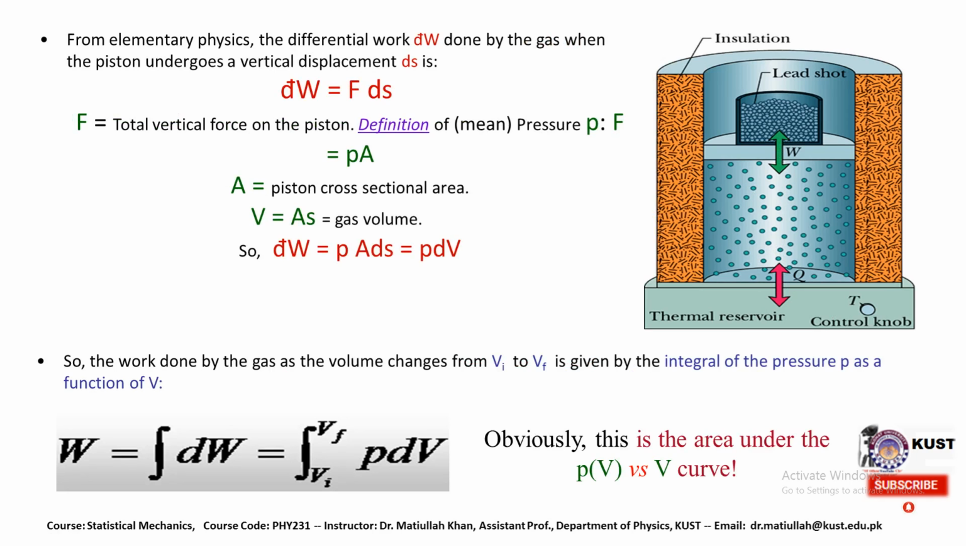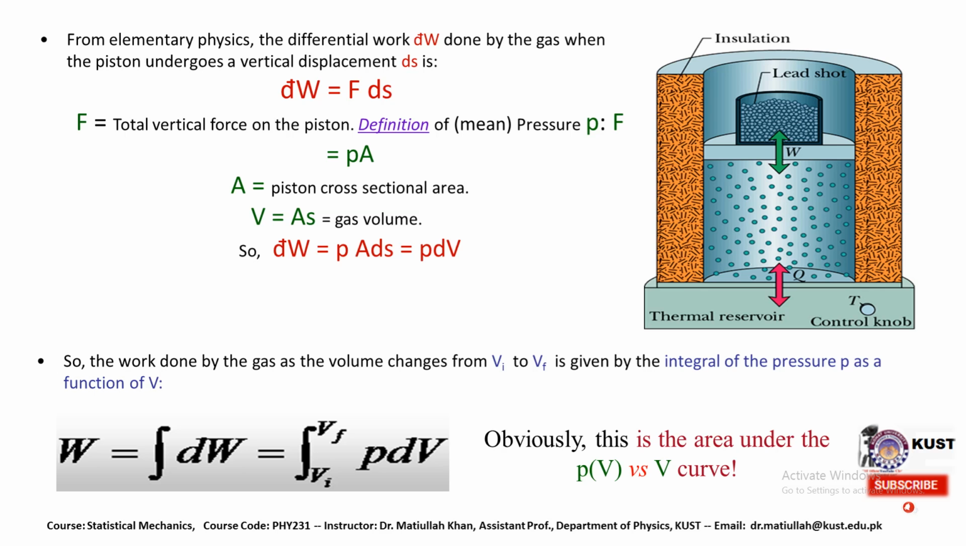So for elementary physics, what we need to do is calculate the differential work done, the small amount of work done by the gas when the piston undergoes a vertical displacement, whether it moves up or down. The magnitude of work done can be calculated as dW, the differential work done, and dW is equal to F ds. Here F is the total vertical force on the piston, and we can calculate the force from the pressure.